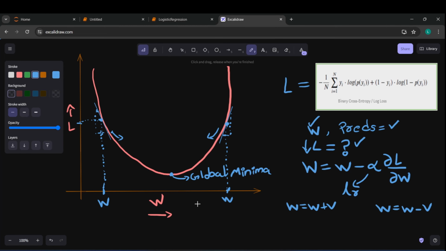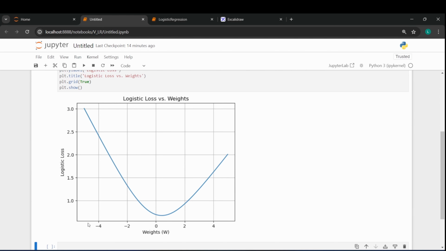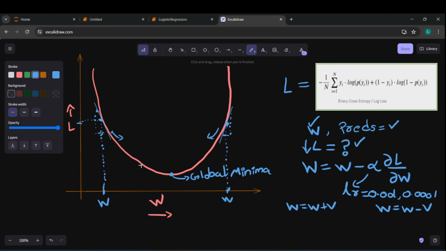If we represent the w value on the x-axis and the loss value on the y-axis, the graph looks like this. It will have the shape of a parabola, and to prove that the shape of the curve will be a parabola, I have written some code here. I have taken some weight values and I have randomly selected some y true values and y prediction values as follows, and I have calculated the loss for each w, and then I plotted it in a graph. So as you can see, for different weight values, the shape of the curve is a parabola. Okay, now we know that the shape of the curve will be a parabola.